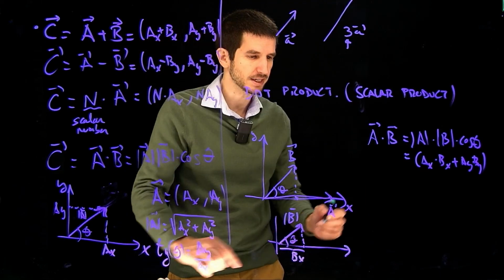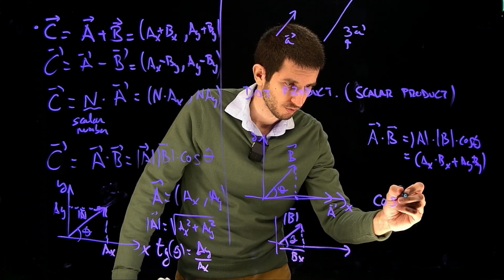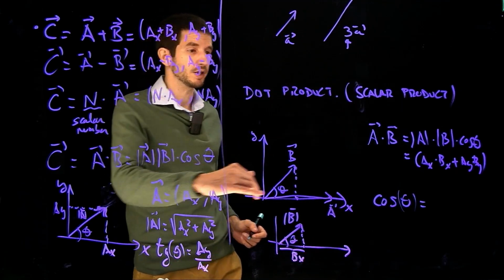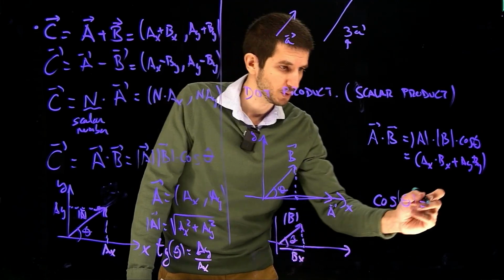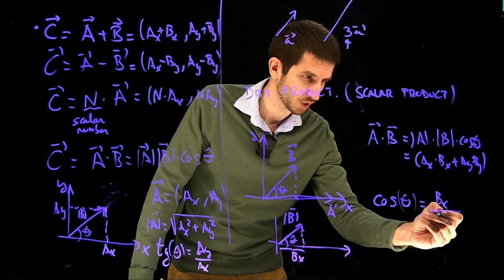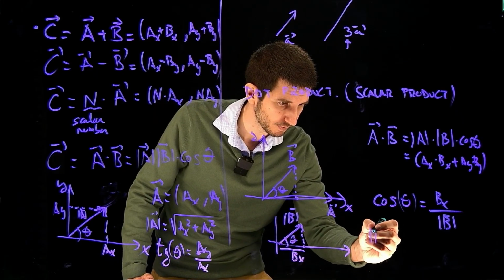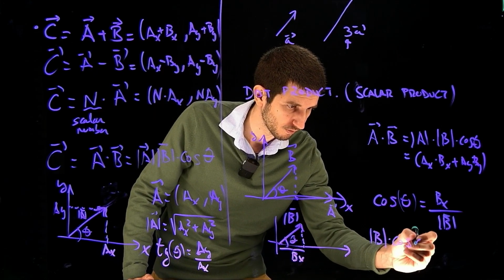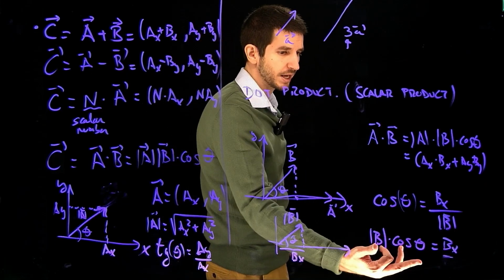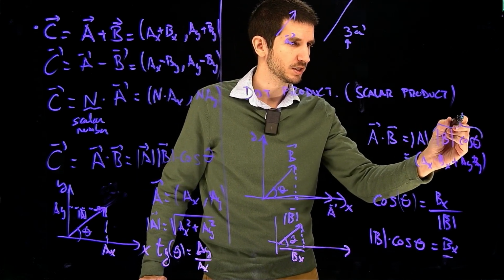And so I can realize that if I do here SOHCAHTOA for the cosine, the cosine of theta is going to be equal to the adjacent, which is b sub x, divided by the hypotenuse, which is going to be the modulus of b. So I can take b, multiply in here, and I have bx, right? So I found that this is bx. Let's go back here. We have found that this is bx.